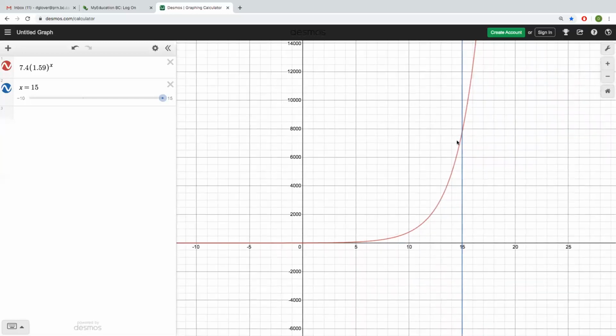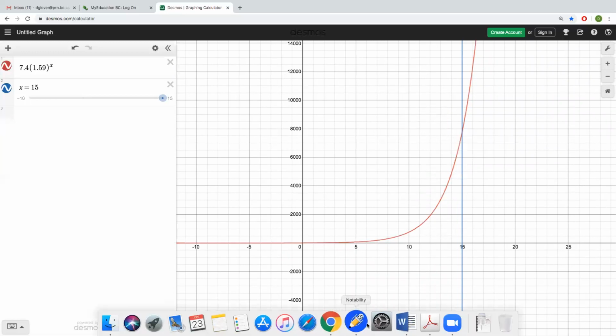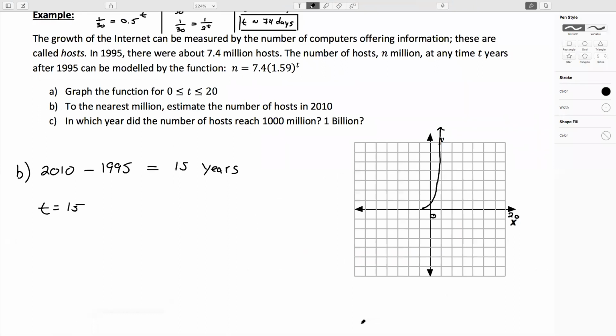I want to find the intersection, so I'm basically finding the point where this graph has an x value of 15. The intersection point here is 7,765.8. So 7,766 is going to be our answer. At t equals 15, n equals 7,766 million hosts.